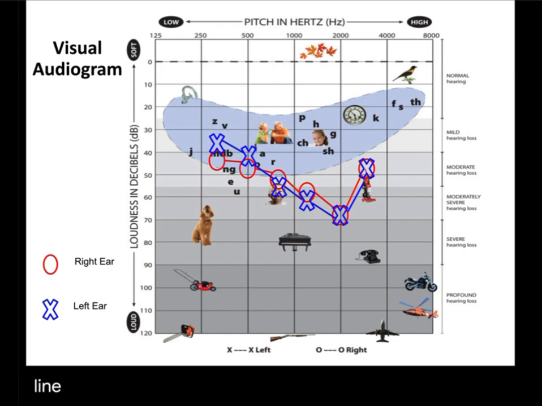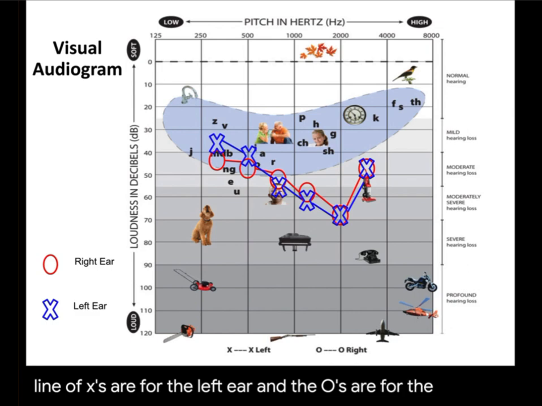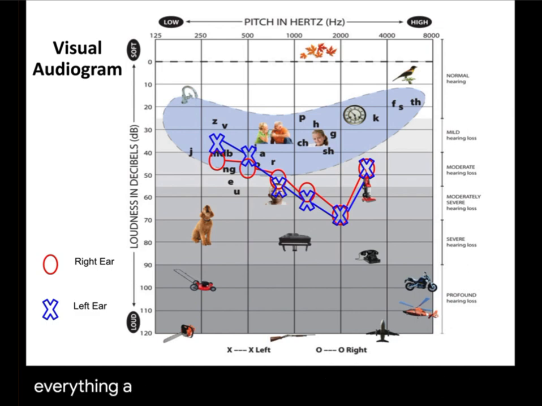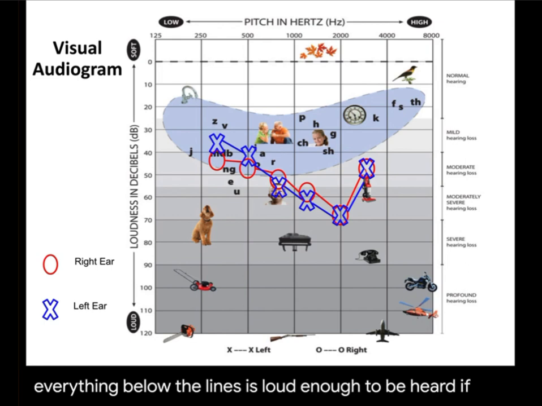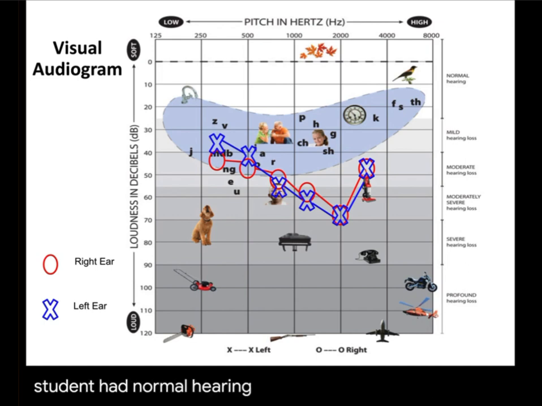The line of X's are for the left ear, and the O's are for the right ear. Everything above these lines is too soft to be heard. Everything below the lines is loud enough to be heard. If this student had normal hearing, these lines would be more or less horizontal across the top of the graph on the zero line. This student has a moderate, sloping to moderately severe hearing loss.